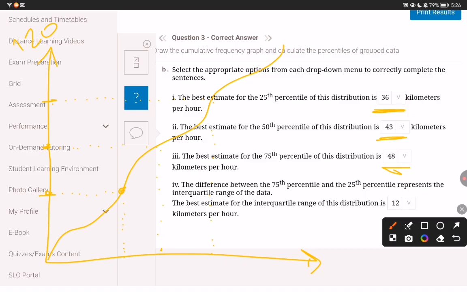The best estimate for the interquartile range of this distribution. You already found the 75th percentile. You found the 25th percentile. So you do the 75th minus the 25th. So you're going to do 48 minus 36. And the value you get, you put it in the interquartile range. Okay?